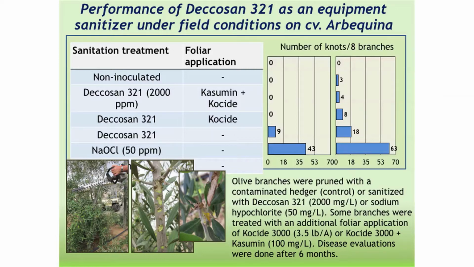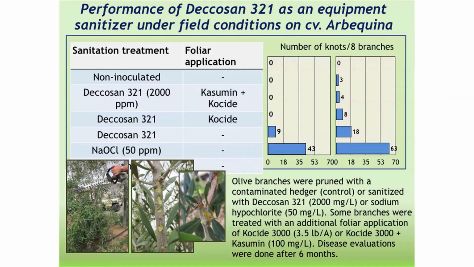On the non-sanitized one, we're seeing 20 to 40 knots per branch. When we used sodium hypochlorite, we got that down to maybe 5 per branch. And when we used the Decosan, 0 here. When we followed up with a corticoid treatment as a mixture, we got the best results. And this is just non-inoculated, a control showing that we don't get anything if we don't get the bacteria on.